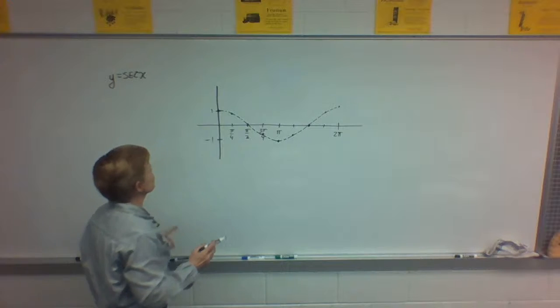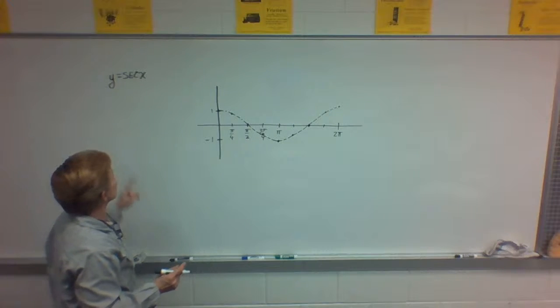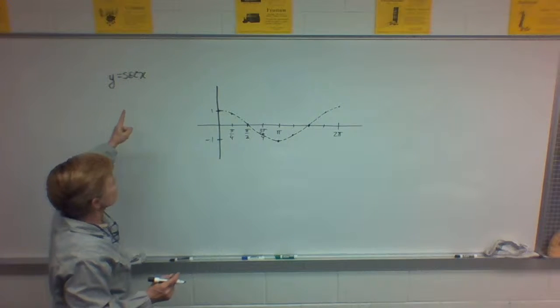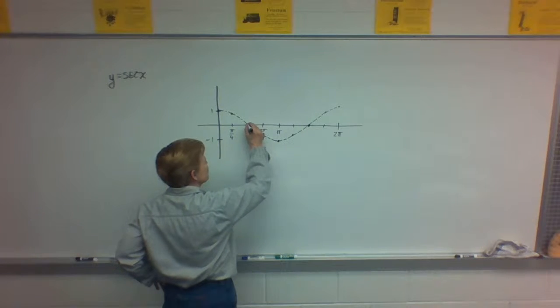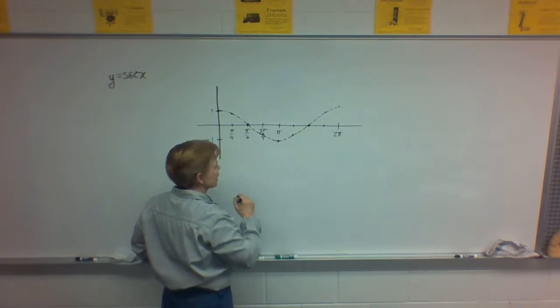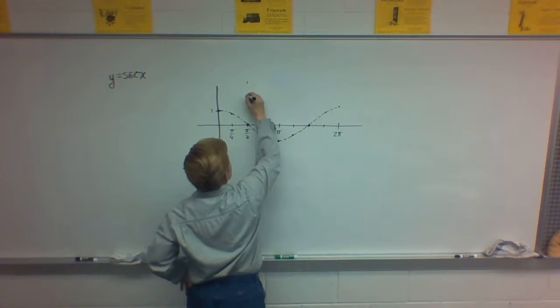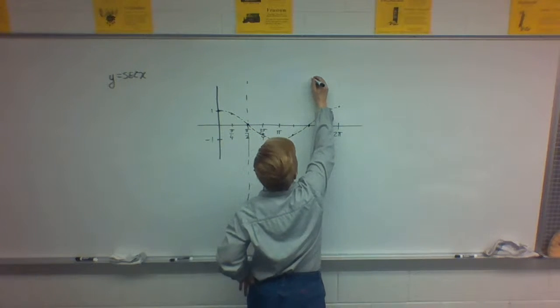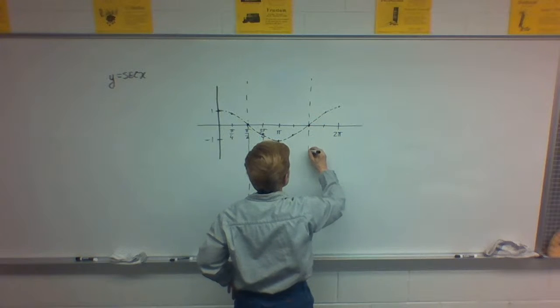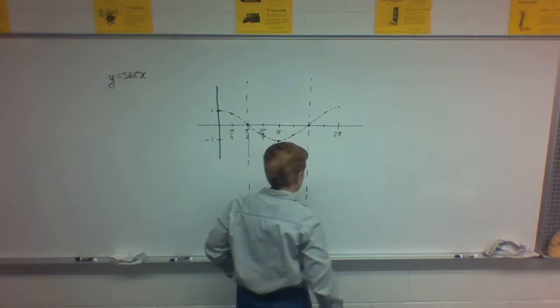Okay, so here's the deal. If secant is cosine's reciprocal, then every place cosine has a 0, secant will have an asymptote. Again, dotted. This is just an aid in graphing. So over here, there will be another asymptote. Wherever cosine has a 0, secant will have an asymptote.